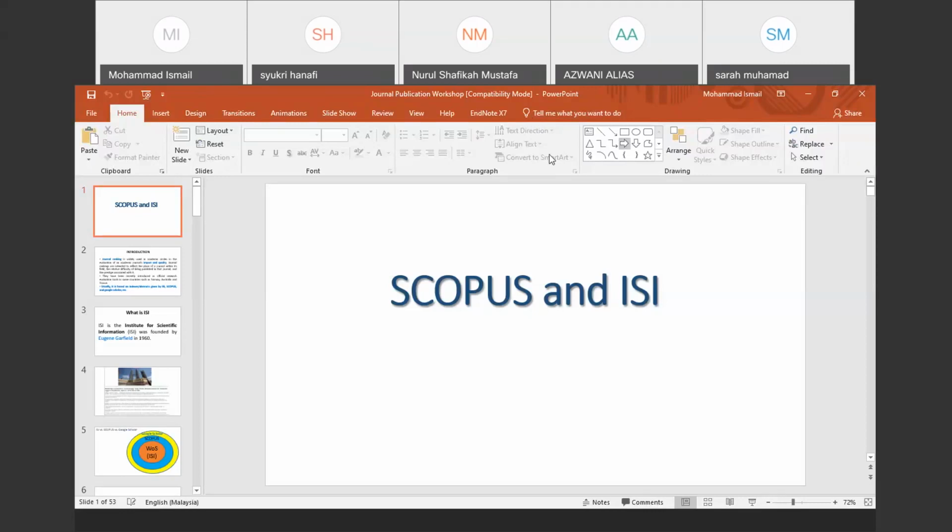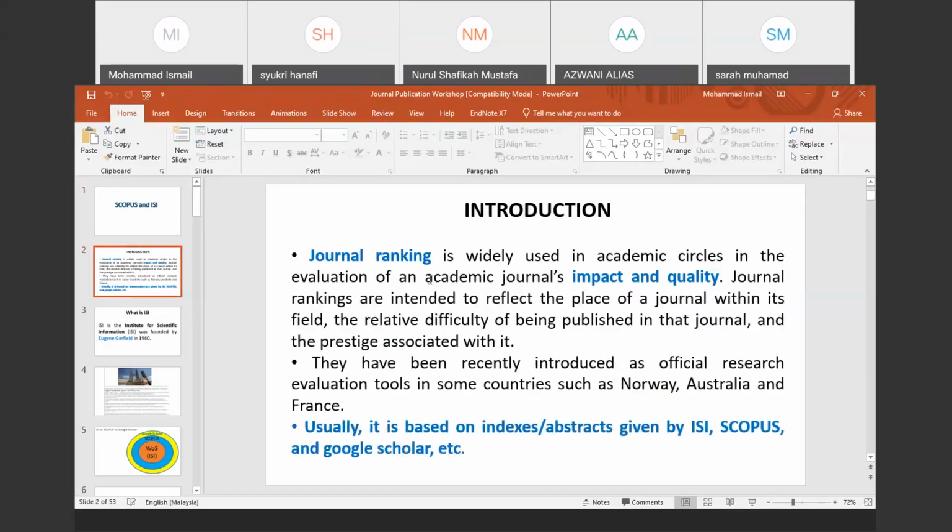For this, I would like to share the introduction here. Journal ranking is widely used in academic circles in the evaluation of an academic journal's impact and quality. Journal rankings are intended to reflect the place of a journal within its field, the relative difficulty of being published in that journal, and the prestige associated with it. Usually it is based on indexes and abstracts given by ISI, Scopus, and Google Scholar. But now I will focus on Web of Science, not ISI, because for lecturers' promotion, they refer to Web of Science, not ISI.